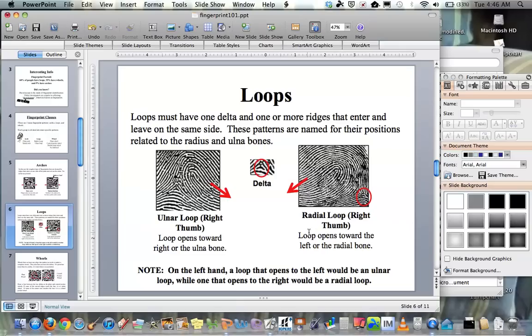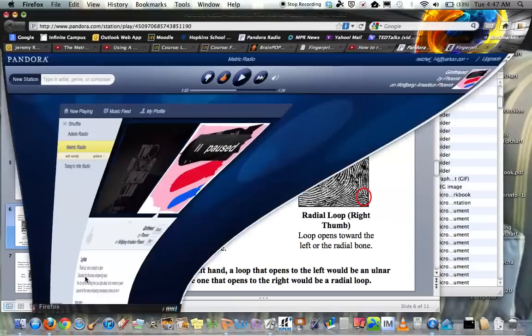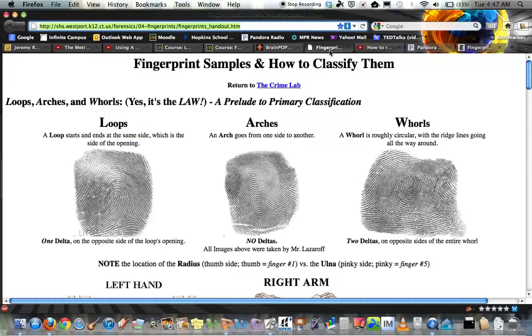Radial loop means that the loop opens toward the radial bone. Okay, the ulnar loop means that the loop opens toward the ulna bone. So when we're talking about the opening of it here, these arrows are showing the side that opens. Okay, not the direction that the loop points towards, but the way that the lines open towards. Okay. Now, in order to properly identify an ulnar loop or a radial loop, you need to know which hand it comes from, which side of the body, the right or the left. Otherwise, you can't tell. Okay, so let's look at this website over here, not Pandora. Let's look at this website.